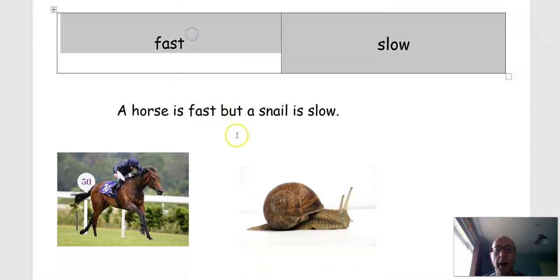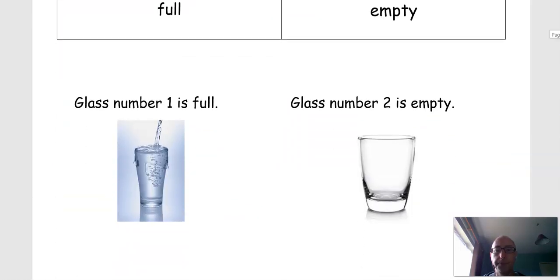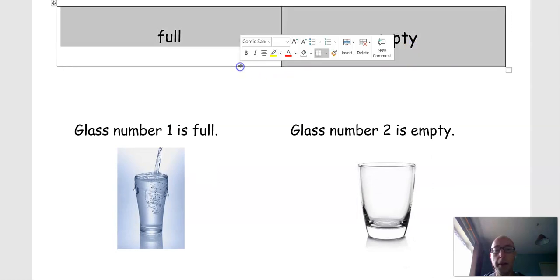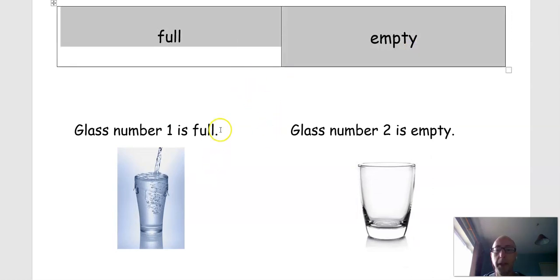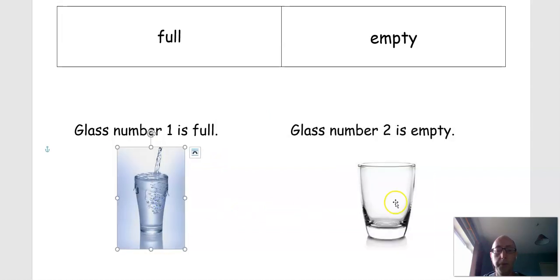Here we have fast and slow. A horse is fast, but a snail is slow. Fast, slow. Next one. Full and empty. Glass number 1 is full. This one is full, and this one is empty.